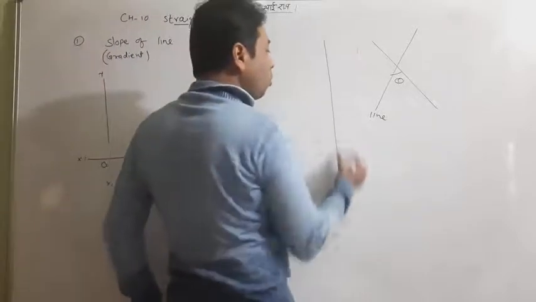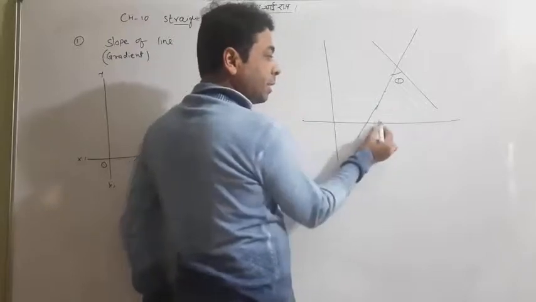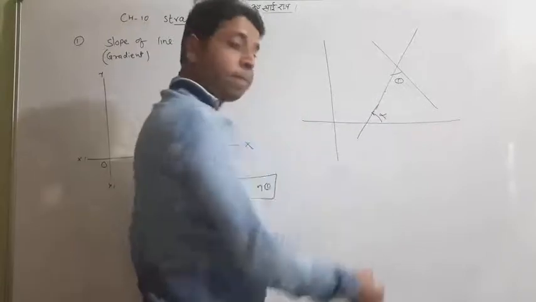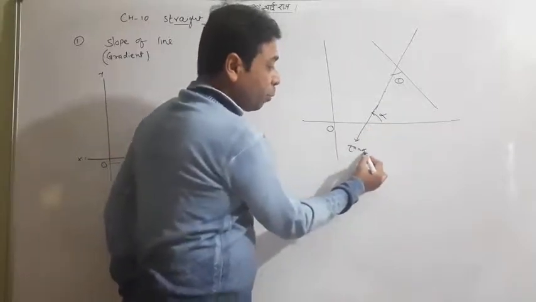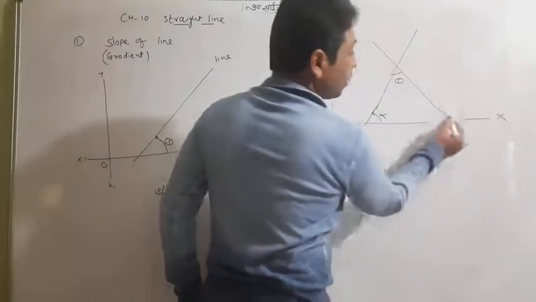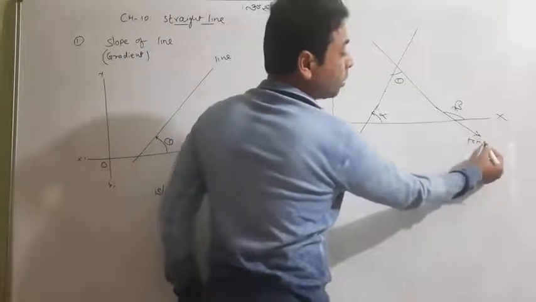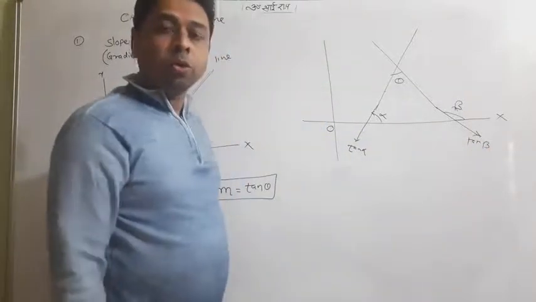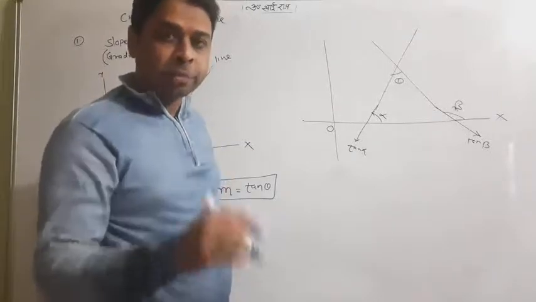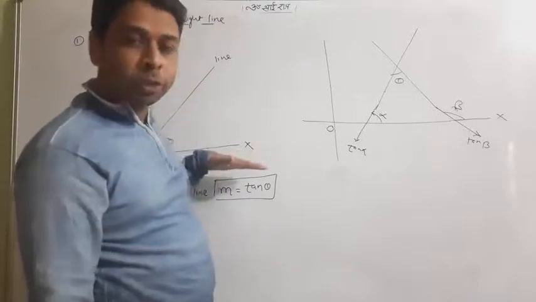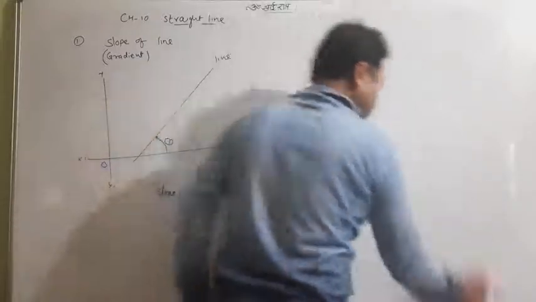Even if I draw the lines here, if this line cuts the x axis at angle alpha, then I can decide the slope of this line is tan alpha. If this line cuts the x axis at beta, then the slope of this line is tan beta. So whenever you want to find the slope, focus on what angle the line is making with the positive direction of x axis. It was a simple and interesting job we have seen till here.